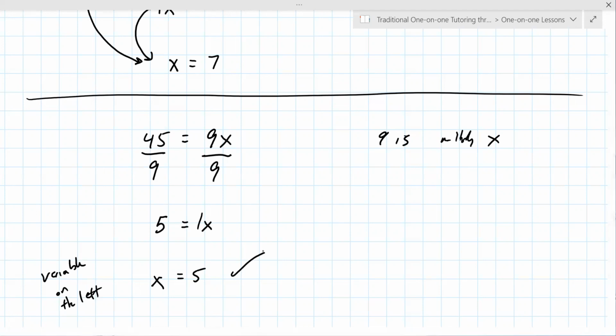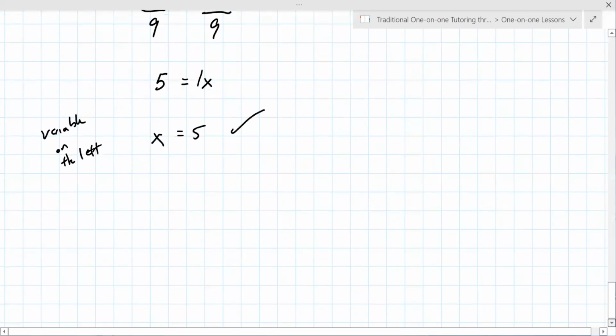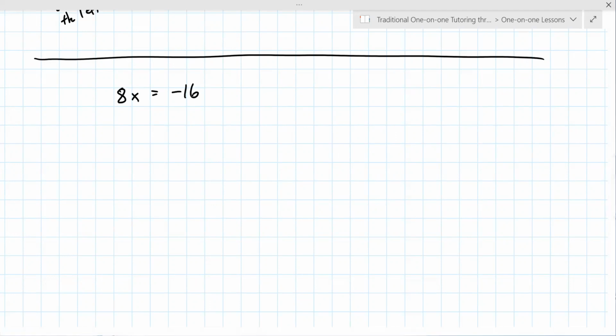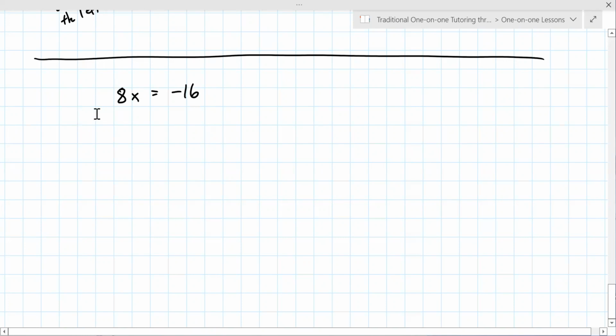Okay. All right, so let's have you try a couple here. We'll make these slightly more difficult. Let's go with the following. 8x equals negative 16. Okay, so what are you going to divide both sides by? 16 or negative 16? Your focus should always be on the side with the variable. Oh, so 8. You're going to divide both sides by 8.